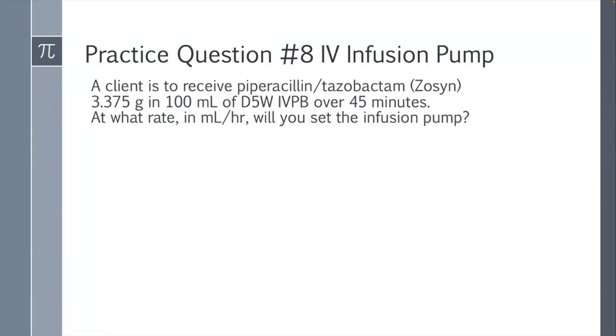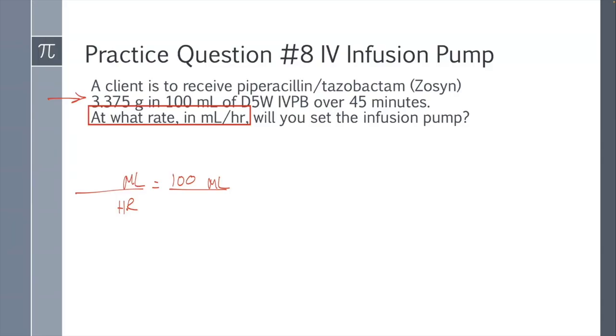Okay. So IV piggyback over 45 minutes. At what rate in milliliters per hour will you set the infusion pump? Again, we are solving for milliliters per hour. We are not confused by the D5W. We know that's just dextrose 5% in water. So what we're solving for: milliliters on the top and hours on the bottom. Okay. Carry over my milliliters. In this problem, it tells us we have 100 milliliters. And you may be tempted to use the 3.375 grams, but we're not going to use those.